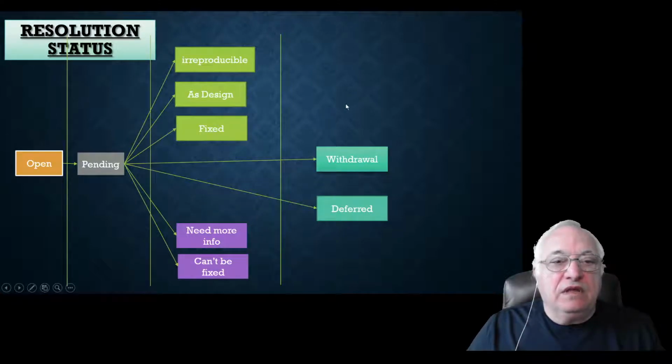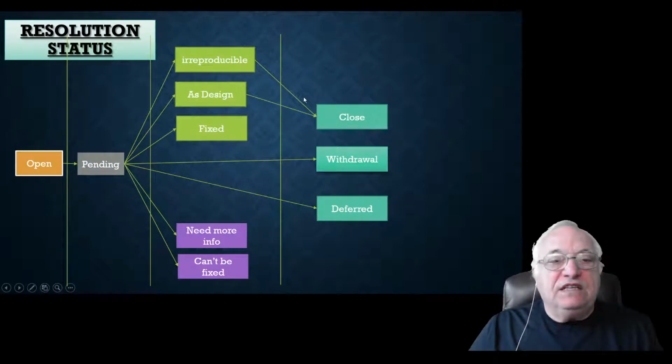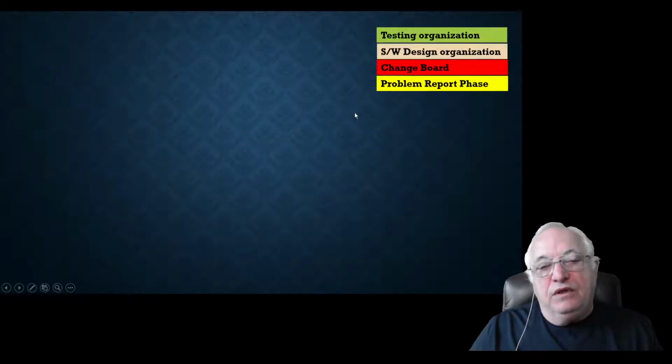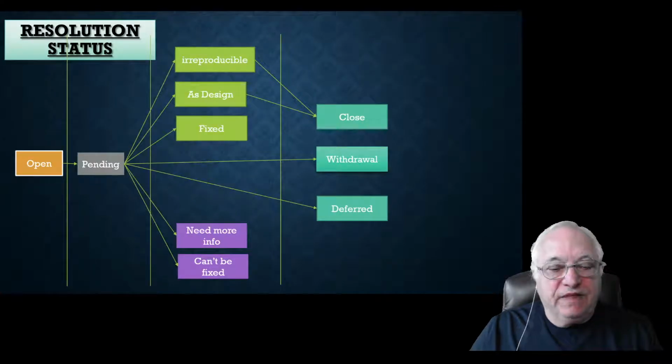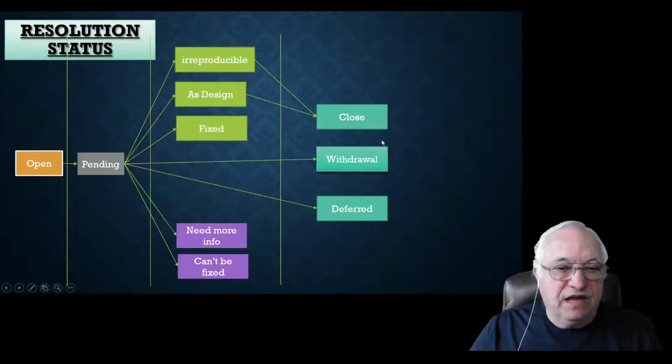Now, if something is irreproducible, then it can be closed. If it's as designed, we can also close it. And if it gets fixed, we close it. Okay? So that's kind of the idea of how things flow.